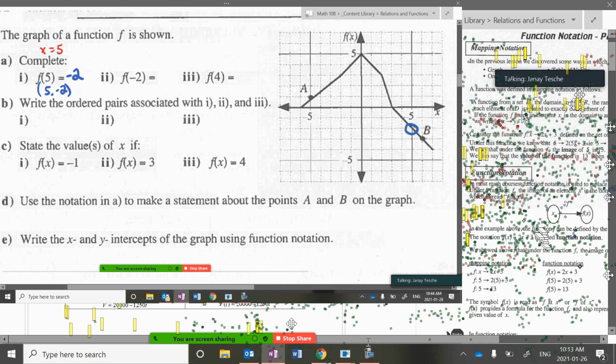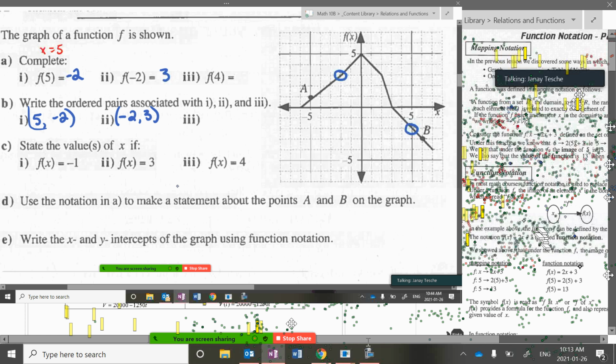Part 2, below in B is where you write the coordinates. I just wrote it above. They gave you space. f at -2. So I'm going to go horizontally to -2, and I'm going to find that point there. So that's at +3. So the coordinates would be at -2 and 3.